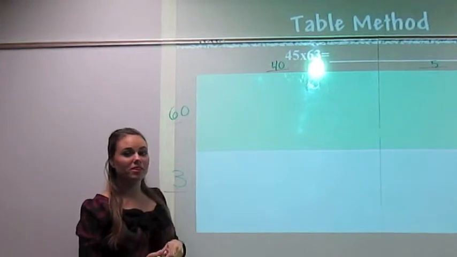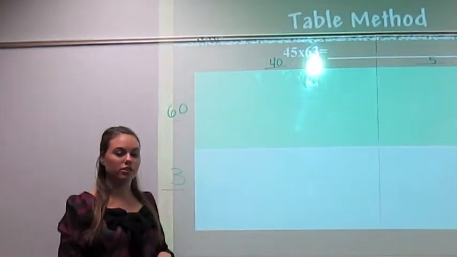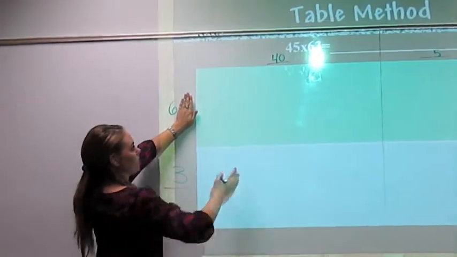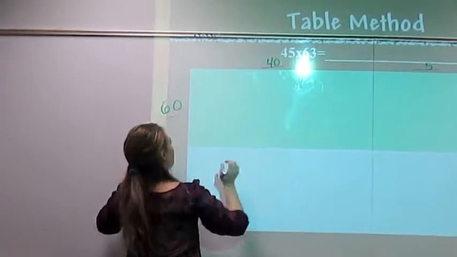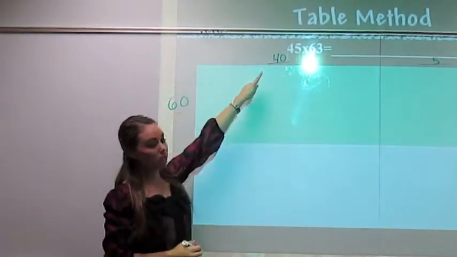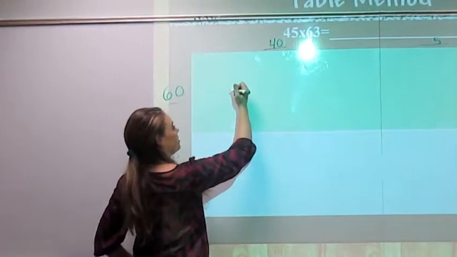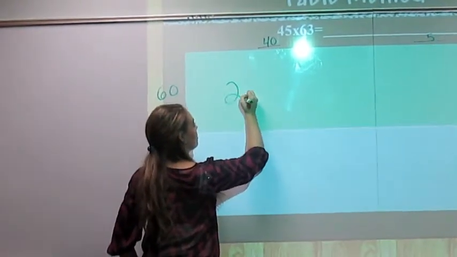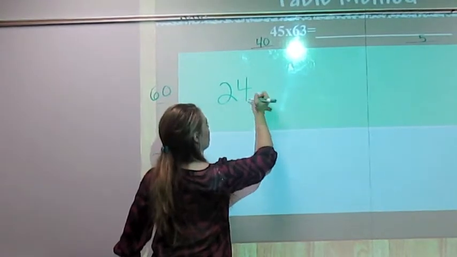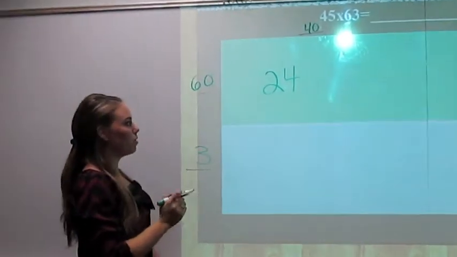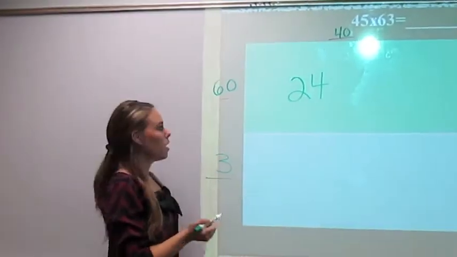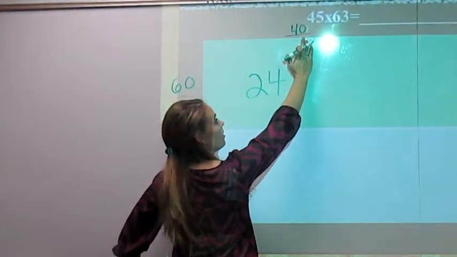Now you may be thinking that's a little bit tricky, so let's make it a little easier. Let's cover up these zeros for a minute. Then we have 6 times 4. What is 6 times 4? 24. All right, we know that 6 times 4 is 24, but what about these zeros?